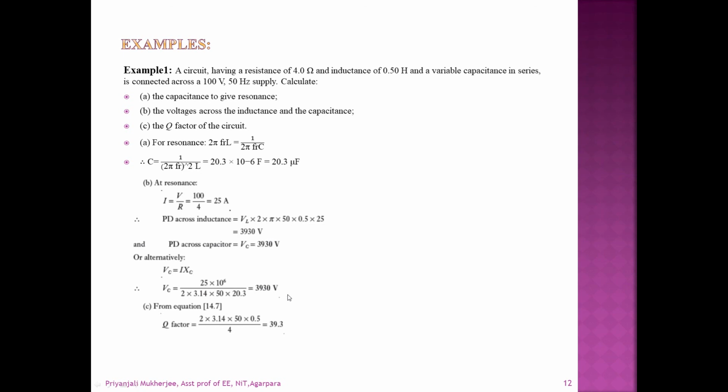And for the Q factor of the circuit, we can use the formula Q equal to 2 pi F into L by R. So we can find out the value 39.3, and as the Q factor is the ratio of two voltages, there is no unit.